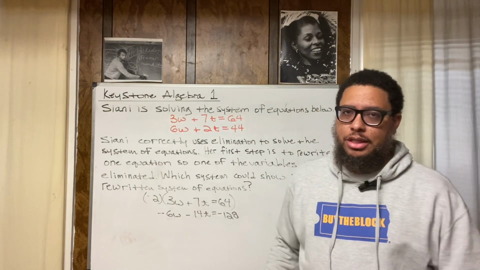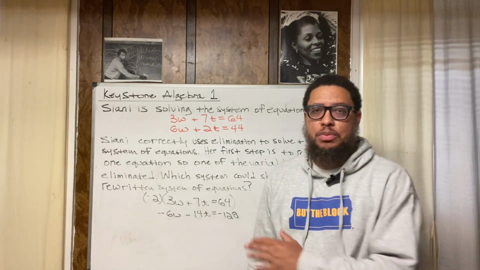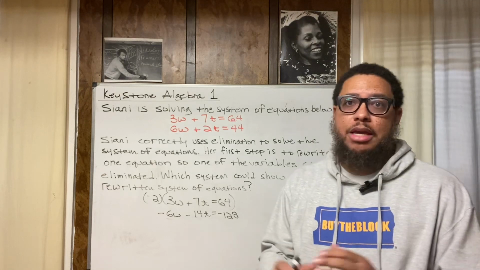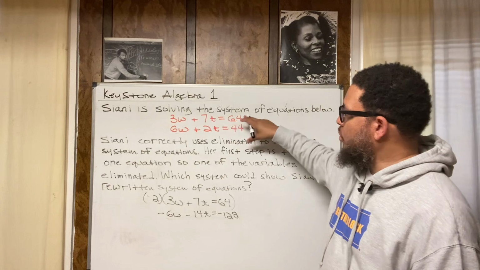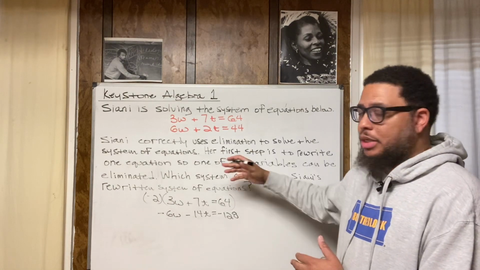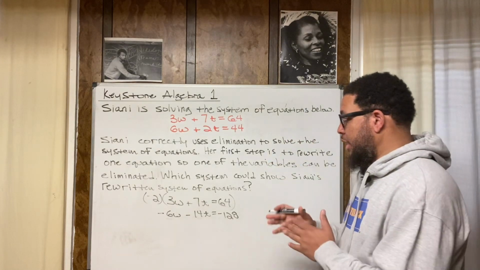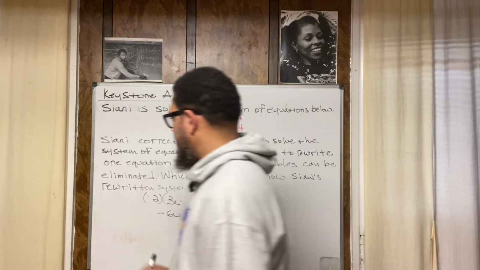That's elimination. It's gone. Like when you spend all your money, it's eliminated. You start with $50, you spend $50, now you got $0. That $50 has been eliminated. It's the same concept. All right. So that would not suffice. Getting rid of the t's, you wouldn't be able to follow what Siani did because, again, we gotta read and comprehend. It says her first step is to rewrite one equation.